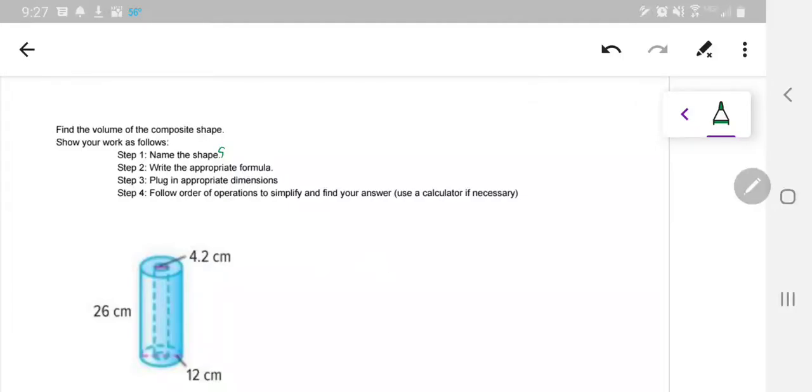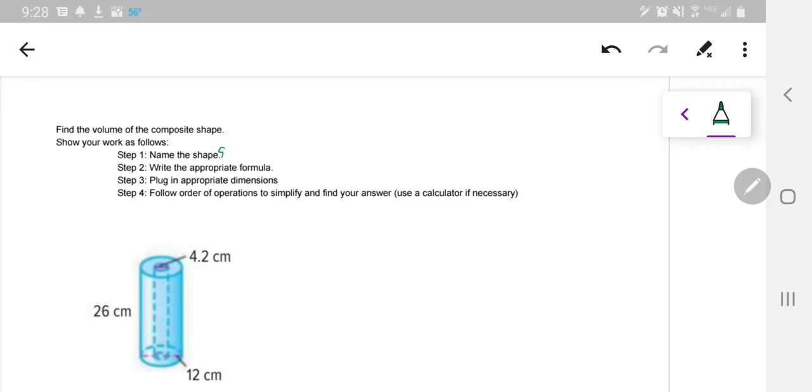Might be a little challenging at first. We have a composite solid here, but instead of solids being added to each other to make a larger composite solid, this composite solid is a larger solid with a solid shaped hole in it. So instead of adding our volumes at the end, we're going to subtract the volumes at the end. All right, think of this as a paper towel roll.